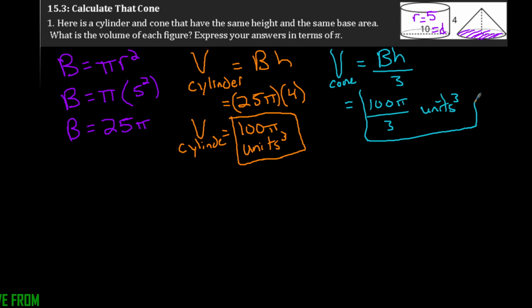Because we don't have to do any calculations, because we know the height and radius are the same for both the cylinder and the cone, all we have to do is take that volume divided by 3. Again, leave your answer in terms of pi, because it's going to be 100 pi divided by 3.